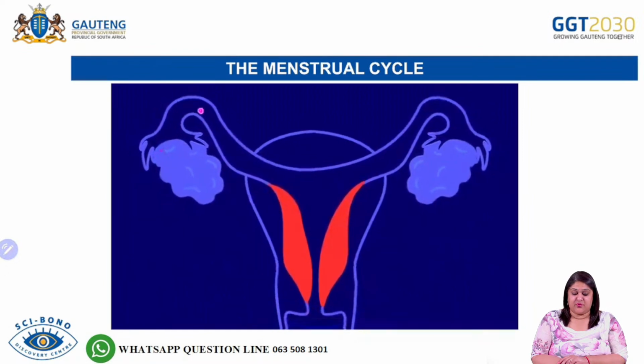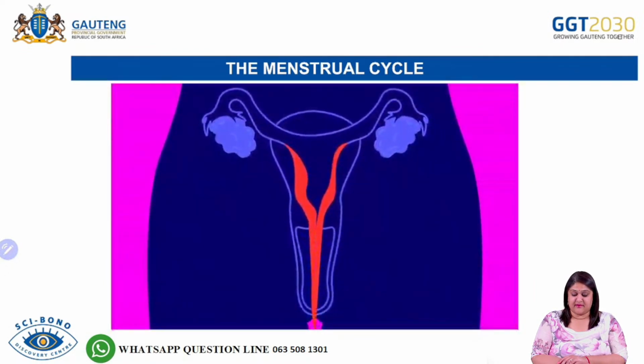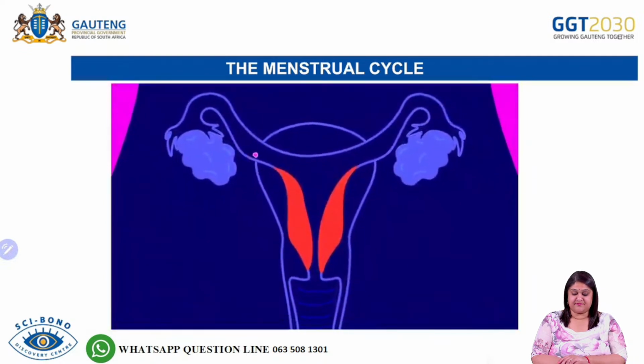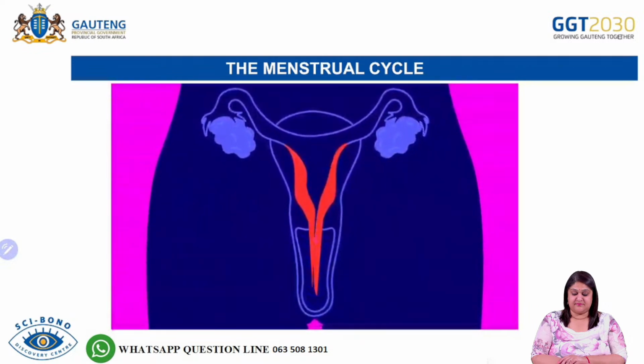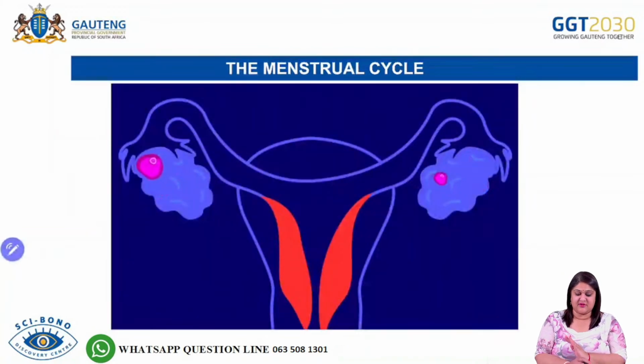So let's just watch this quick little presentation. That is just a diagrammatic explanation of what is happening in the menstrual cycle, okay? I don't want to say anything about it because I want us to go into it with regards to when we're looking at the graph, okay? But let me just go through it again.